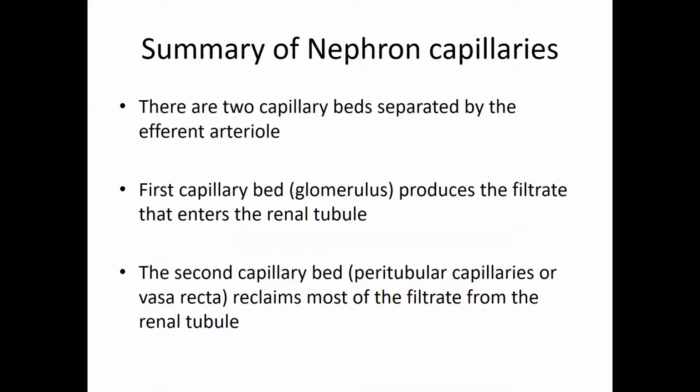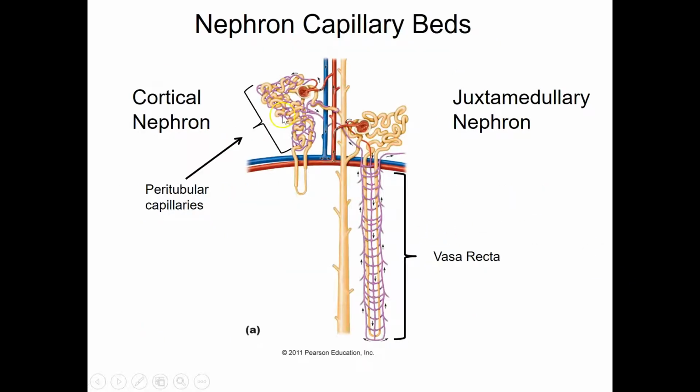Let's take a look at the next slide here, which shows the basic description. Two capillary beds separated by the efferent arteriole. The first one is in the glomerulus, and that's where filtration occurs. The second one is either the peritubular capillaries or the vasa recta, depending on what type of nephron is involved. All right, so this is showing for the cortical nephron: glomerular capillaries, efferent arteriole, and the peritubular capillaries. These peritubular capillaries are going to be involved in taking up materials exiting from the renal tubule. Okay.